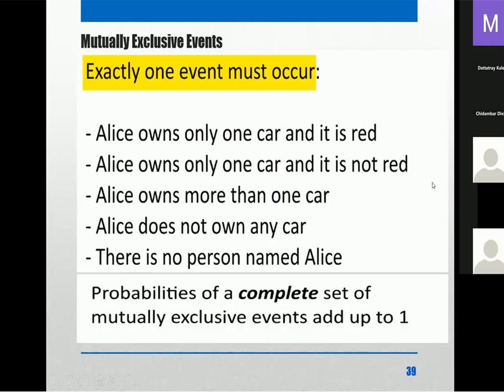So what may be the probability of that? Alice owns only one car and it is red. Alice owns only one car and it is not red. Please understand this. Alice owns more than one car. Alice does not own any car. There is no person named Alice.